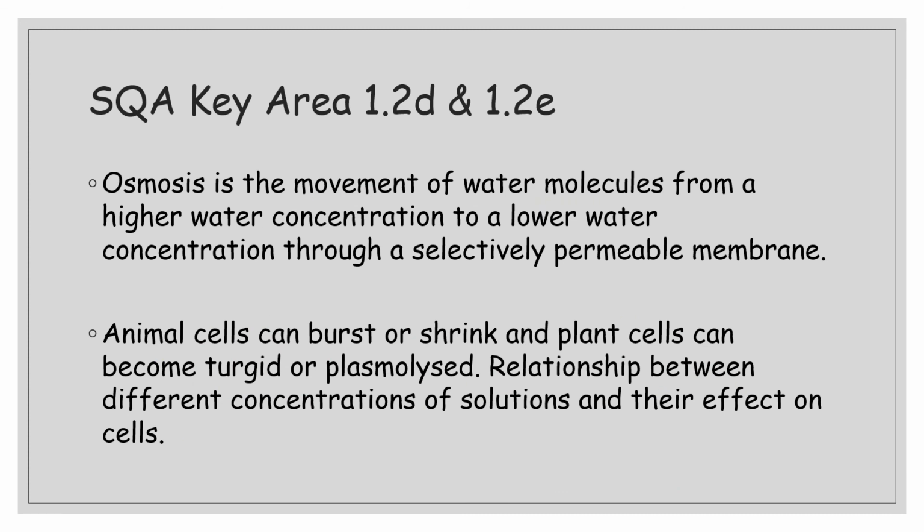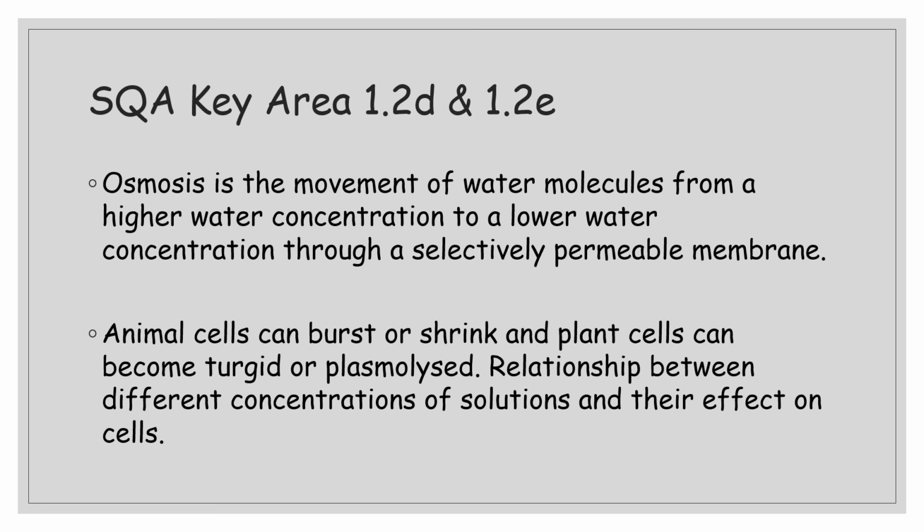So that's us for today. We have covered off area 1.2D and 1.2E. So we've clearly stated that osmosis is the movement of water molecules from high water concentration to low water concentration through a selectively permeable membrane. We've also discussed how animal cells can burst or shrink, plant cells become turgid or plasmolysed due to the different concentrations that we might place them in. So those are key things that you guys need to know.